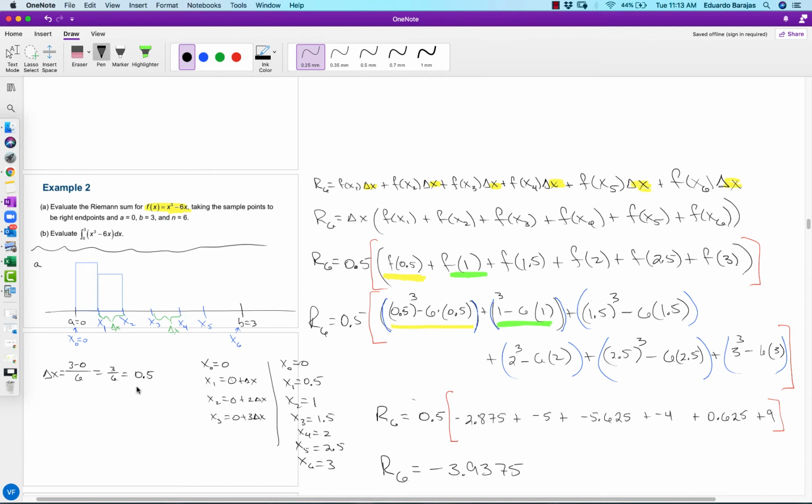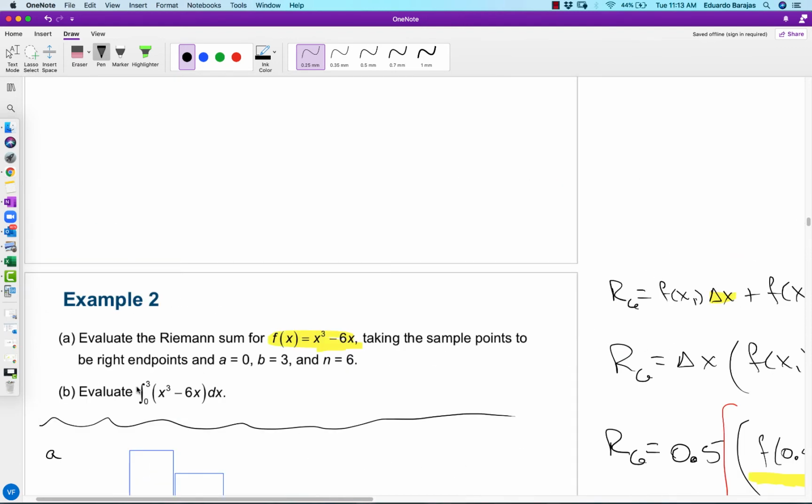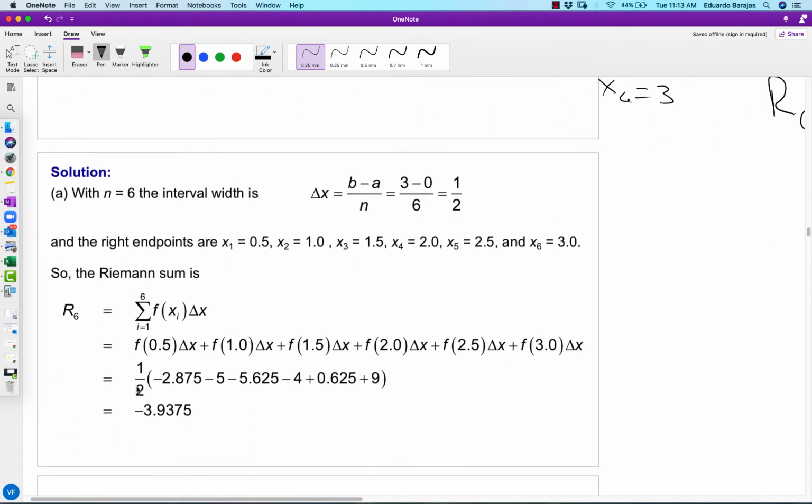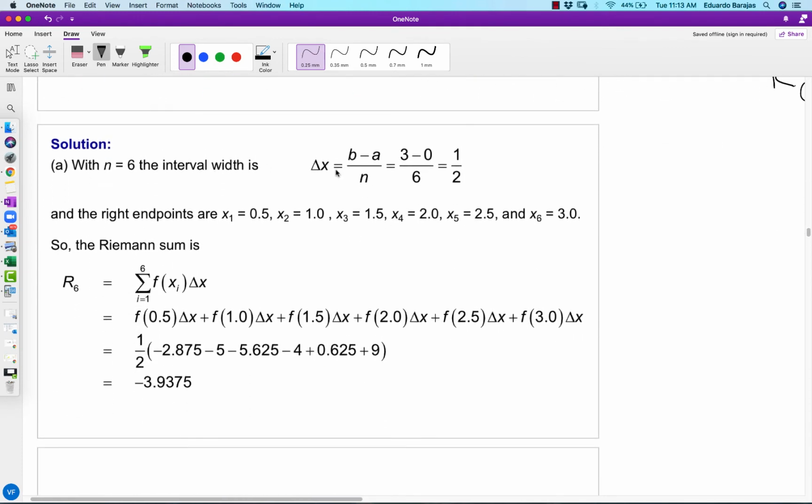Okay, so here's what your author provided. With n equals 6, we find our delta x value to be equal to 1/2. That helps us figure out all our right endpoints, just like we did. And here is our Riemann sum with 6 right endpoints. We use capital R to identify that we're using the right endpoint rule, which is the sum as i goes from 1 to 6 of f of x sub i delta x. And so we calculate this to be that, and we get the same answer.